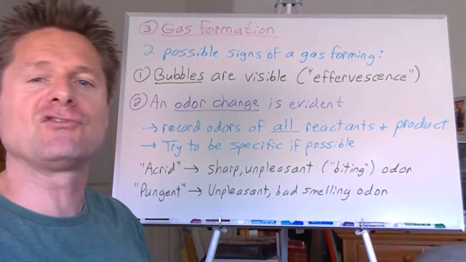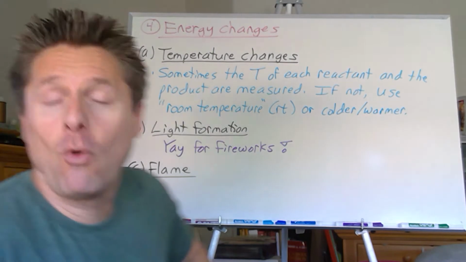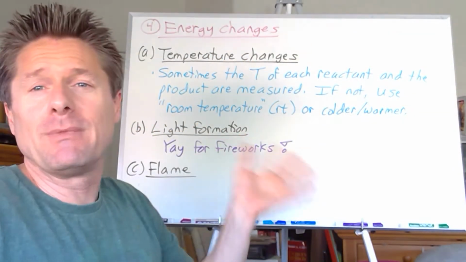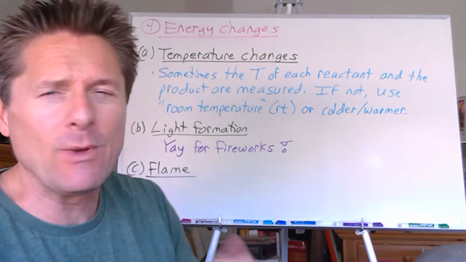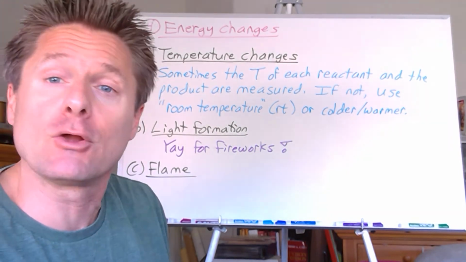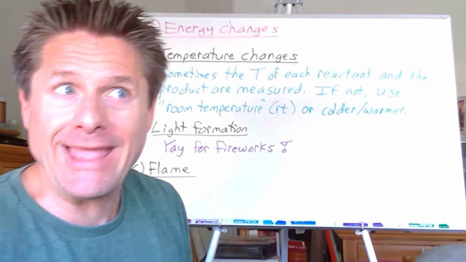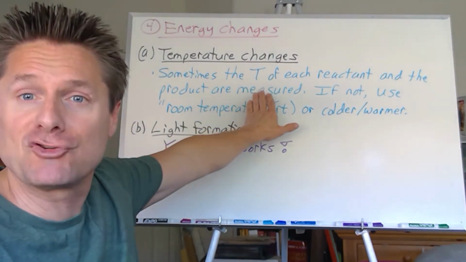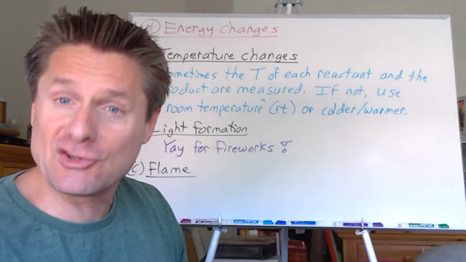All right, let's do our last one, energy changes. That's the fun one. For energy changes, there are three different types you may run into. The most common by far is a temperature change. We don't put conclusions in our observations, just what we see, and we make conclusions from it. So you'd never say, saw an energy change. Well, you can't see an energy change. What made you conclude there was an energy change? Well, a temperature change. So you need the temperatures of all your reactants and the product you form.